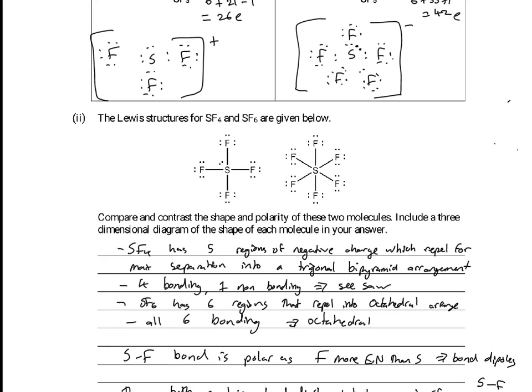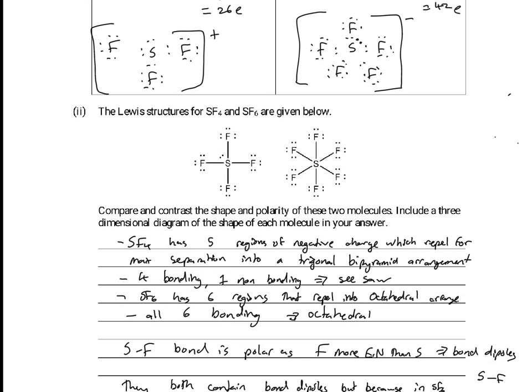Next part, you're given 2 Lewis diagrams, and you're asked to compare and contrast the shape and polarity of these 2 molecules, and to include a 3-dimensional diagram of the shape of each molecule in your answer. So first things first, looking at the shape of the molecules. The thing that determines the shape is how many regions of charge are around the central atom.